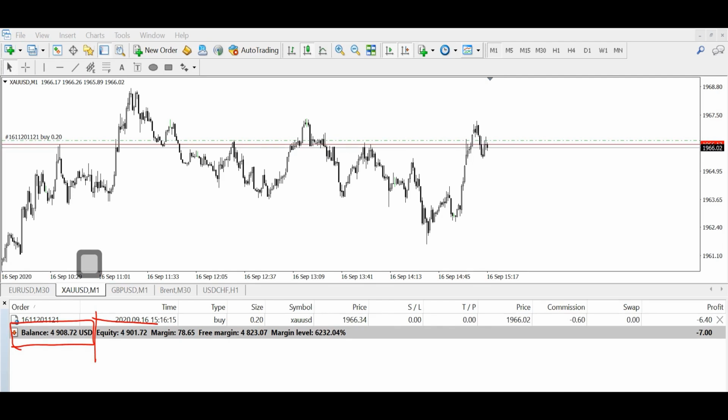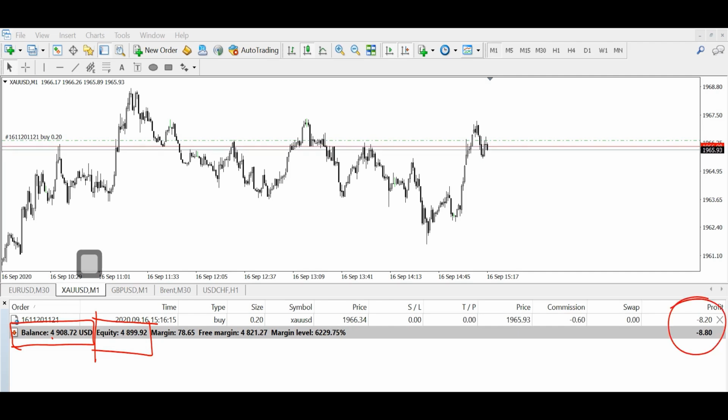But do you remember equity? We said the balance is floating. That means this amount, $4,908. The profit and loss, positive or negative, that we see here. Guys, right now our balance is $4,908 and we're $9 in loss. So our equity has become $4,896.97. It's floating, as you can see. Whenever the loss increases or decreases, it shows up here.